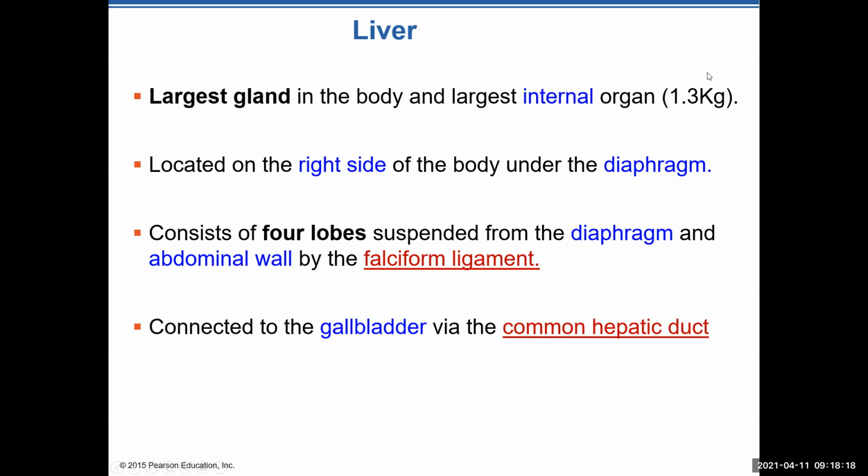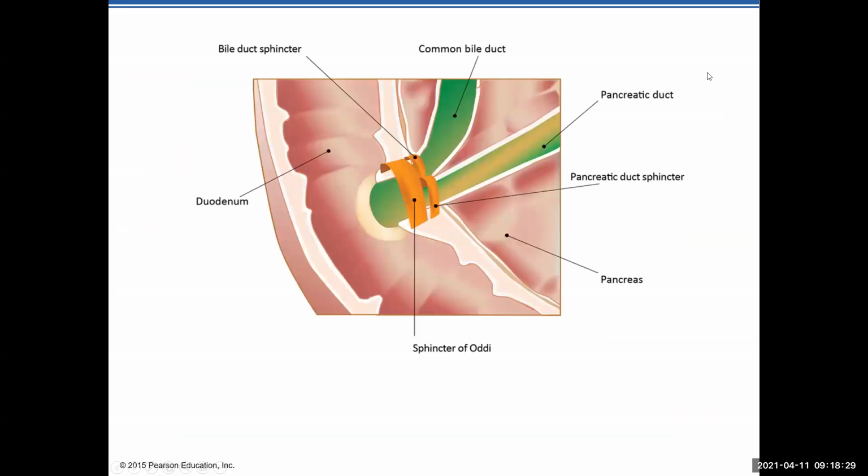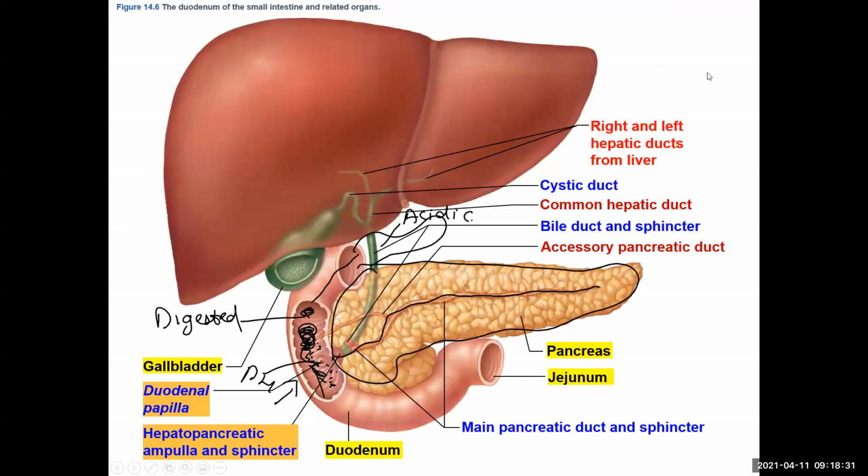So this digestive function of the liver is very, very important because it produces the bile. Here's a diagram from your book. Bile is produced by the liver. Then through the right and left hepatic ducts, bile is taken to the gallbladder.